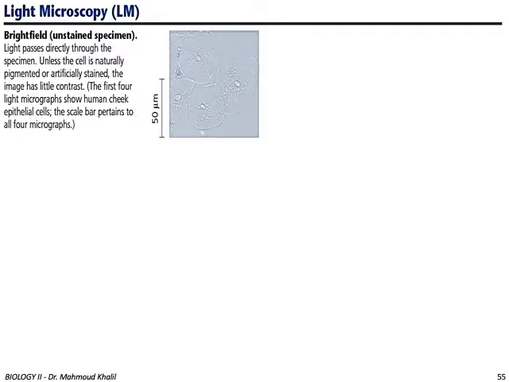We'll start today talking about the different types of light microscope. The first type is the bright field microscope, and this bright field microscope is normally used in the laboratory where light passes directly through the specimen unless the specimen is naturally pigmented or artificially stained. This type of microscope has little contrast.